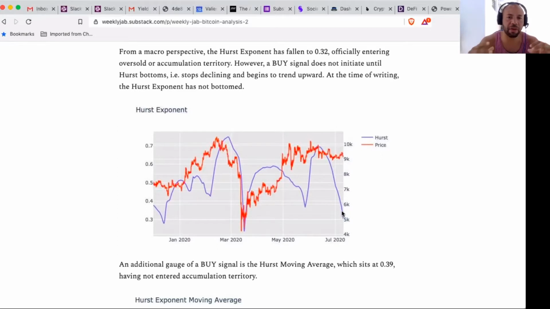This isn't investment advice, but how we think about it and craft it whenever we're thinking about putting on additional exposure from a long side within the fund is we want to see it bottom. We want to see the indicator confirm that it has bottomed, it's no longer decreasing, and now it's beginning to increase a little bit. So we have not seen that yet within the Hurst exponent.